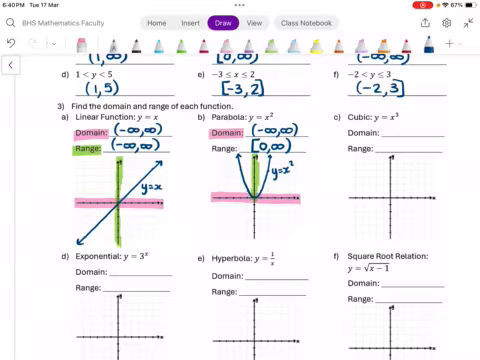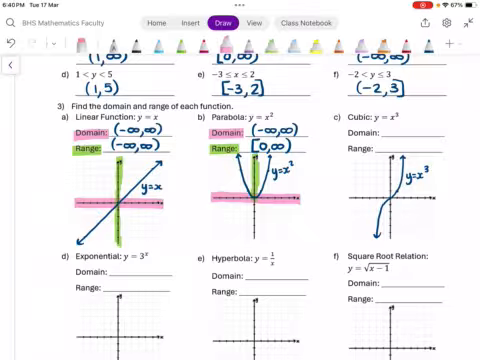Moving on to our next function, it is our cubic function. Now, our cubic function has key points (0, 0), (1, 1), (-1, -1), and the next key points would be (2, 8) and (-2, -8). So it looks like this when we sketch a cubic function. That's our general cubic function, y equals x cubed.